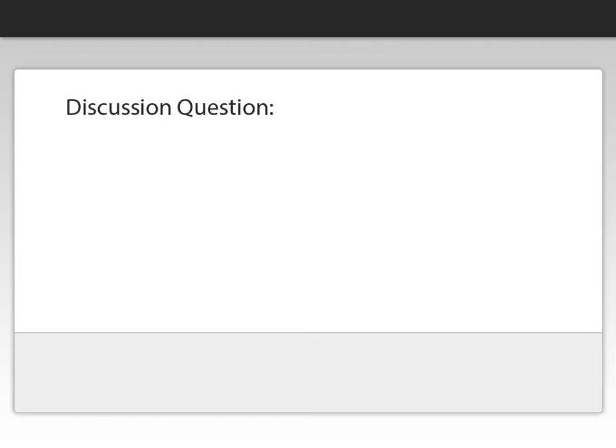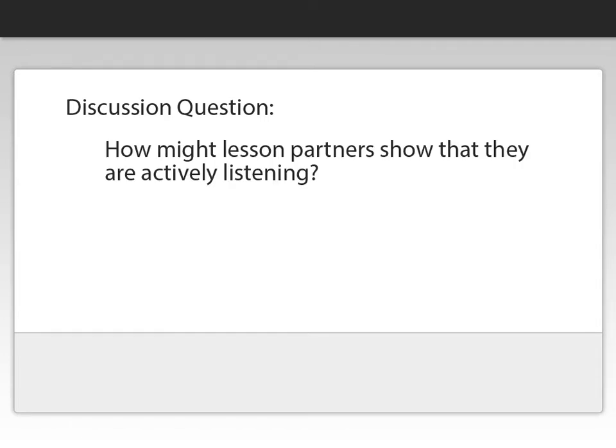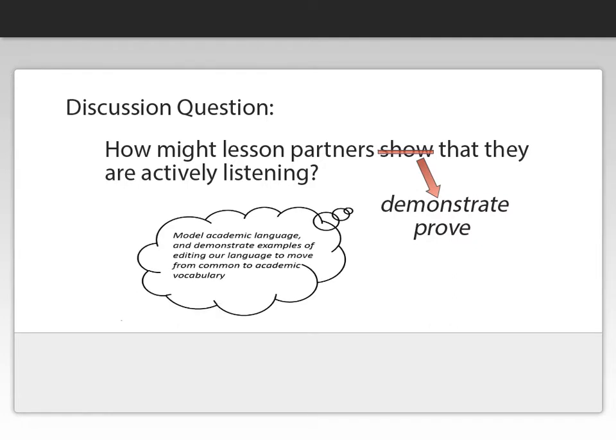So here's a discussion question. How might lesson partners show that they're actively listening? Only instead of the word show, let's use an academic word like demonstrate or prove. How might lesson partners demonstrate that they're actively listening? It's important in this model to model academic language and demonstrate examples of editing our language to move from common to academic vocabulary.